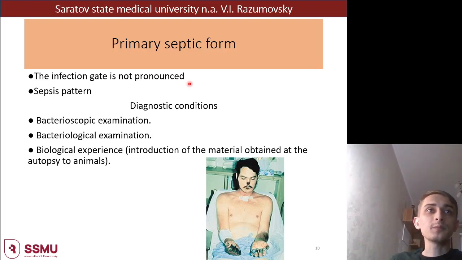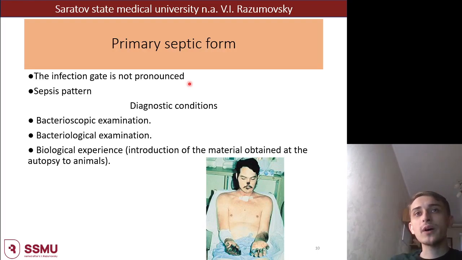The next form is primary septic. The primary septic form of plague is associated with hematogenous dissemination of the process. And in the case of the primary septic form, we can see any typical manifestations of sepsis. And as you know, sepsis is a cyclic disease with typical manifestations. So the anatomical manifestation of sepsis in plague will be the same as for sepsis in staphylococcus, for example, or sepsis with any other causes.